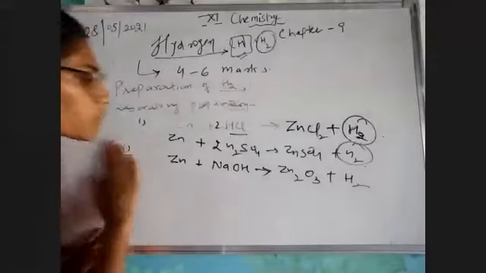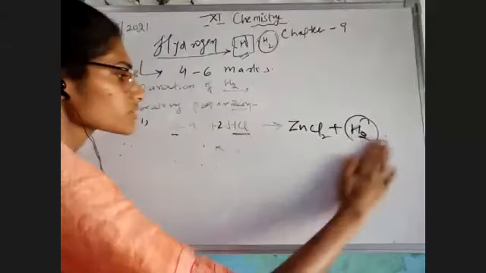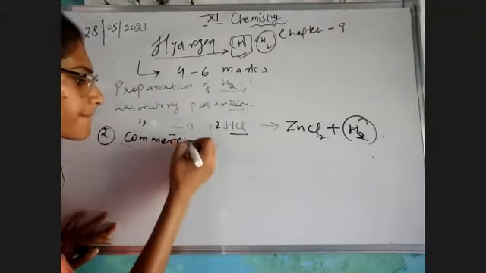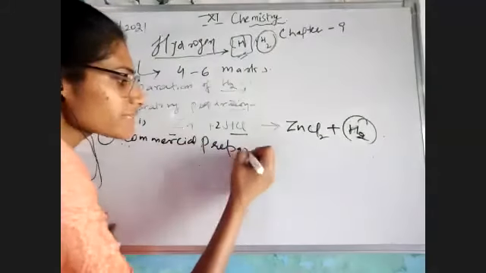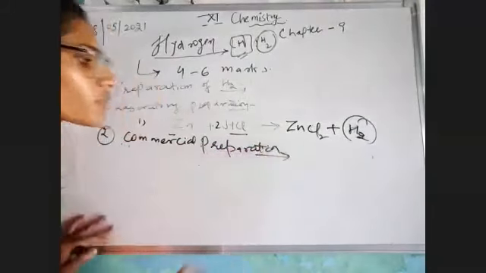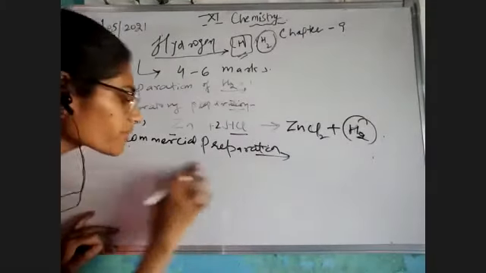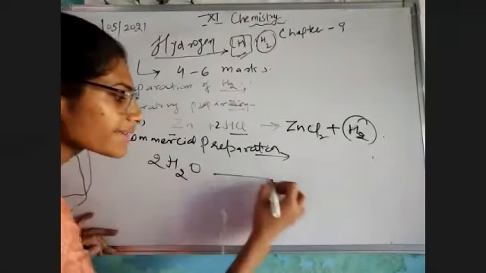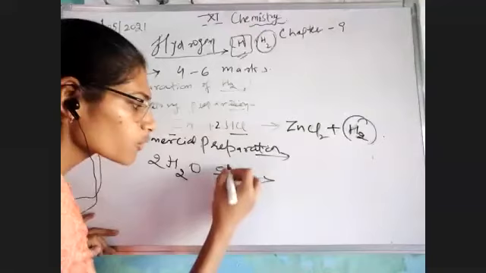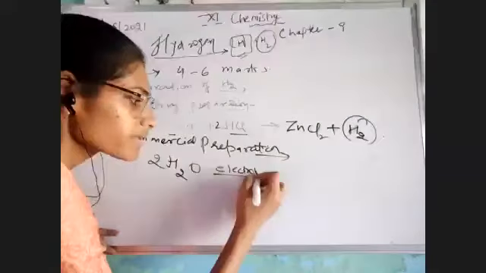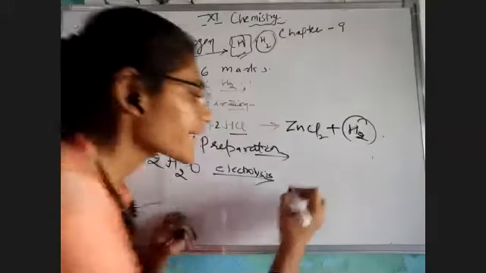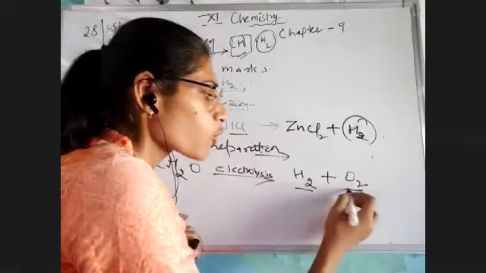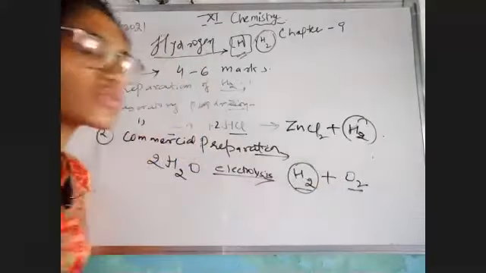Okay, so our second point is commercial preparation. Commercial means making it in bulk amount, making it for our benefit. There are many commercial preparations. The first one is we are electrolysing water. This means we are providing electricity into the water so that it is breaking down into H2 and O2, and we will get H2 in a very large amount.